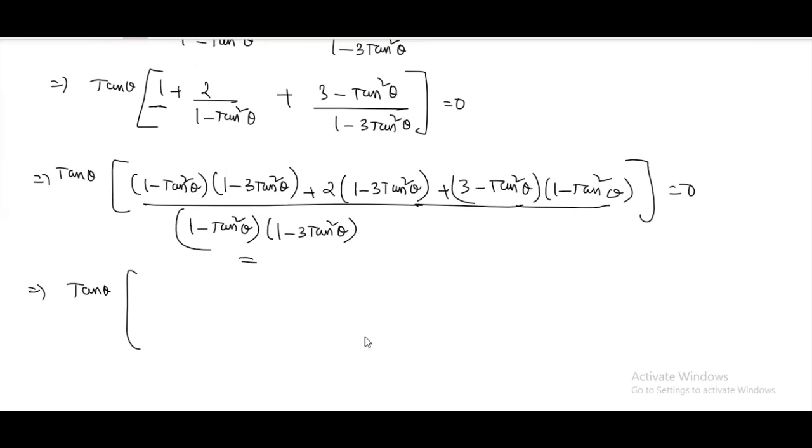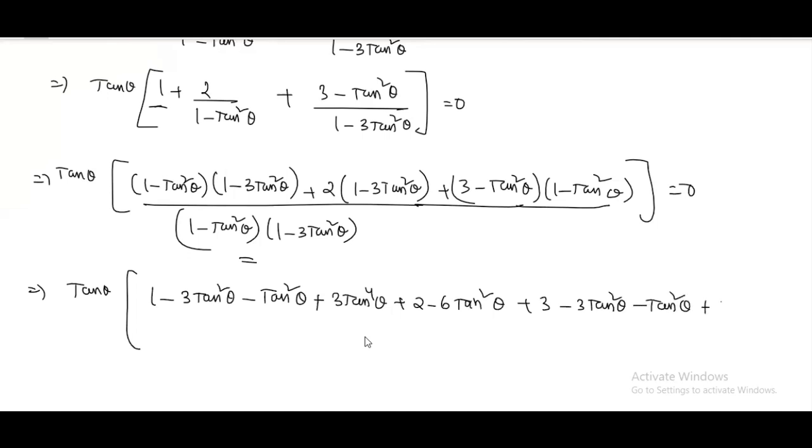When you send the other side, it will become 0. So in the numerator, if you multiply, 1 minus 3 tan square theta minus tan square theta plus 3 tan power 4 theta plus 2 minus 6 tan square theta plus 3 minus 3 tan square theta minus tan square theta plus tan power 4 theta is equal to 0. From here, we can write this as tan theta into 4 tan power 4 theta minus 14 tan square theta plus 6 is equal to 0.